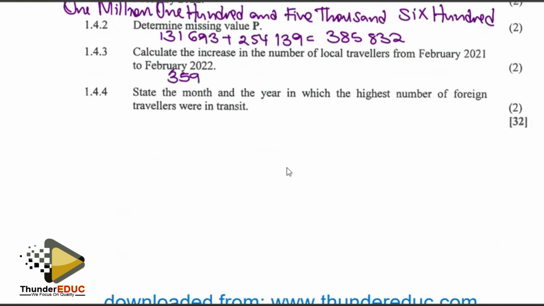359 minus 131,693. And subtract the two, we end up having a beautiful answer as 227,993. That is the value that we are looking at. That's the value that you get.